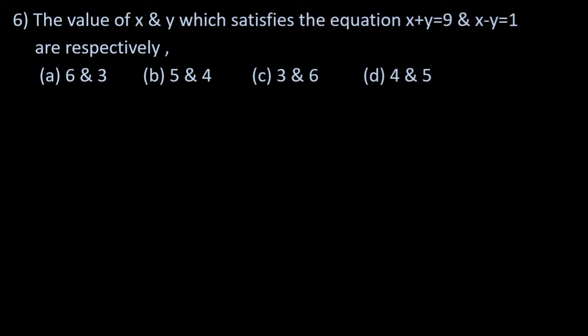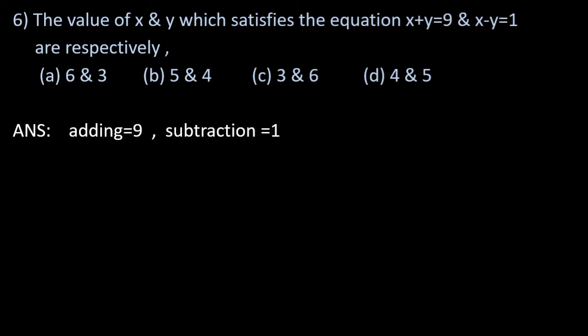Sixth one, the values of x and y which satisfy the equations x plus y is equal to 9 and x minus y is equal to 1 are respectively. Options we have 6 and 3, 5 and 4, 3 and 6, and 4 and 5. Here they are asking us to find x and y, which one is the correct one. So we will check with the options only.